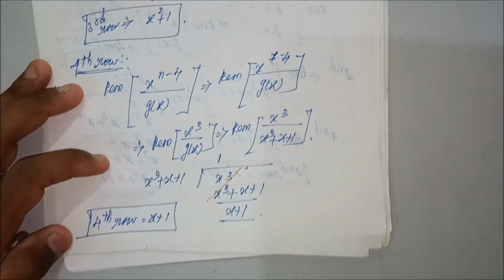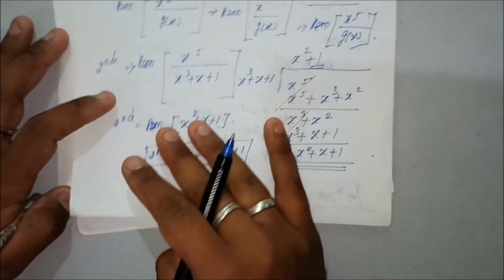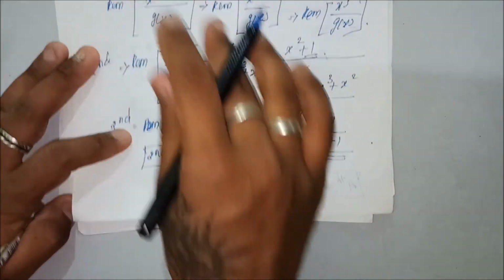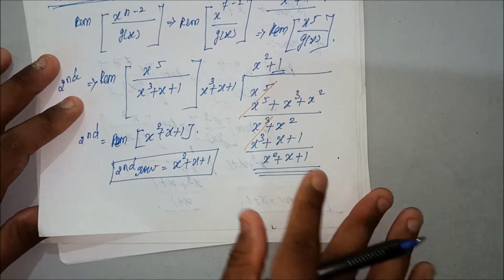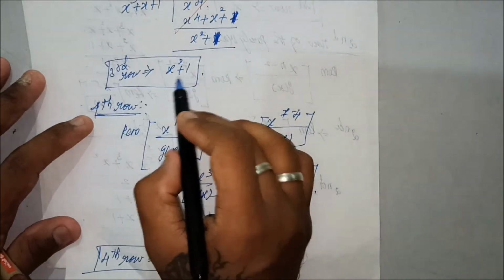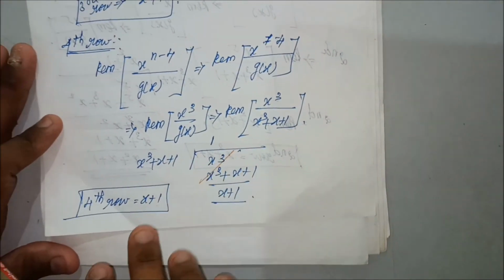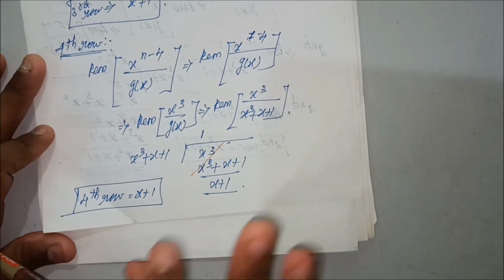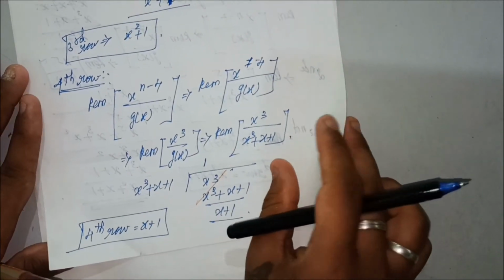Now we have found the value for the first row as x square plus 1, the second row as x square plus x plus 1, the third row as x square plus 1, and the fourth row as x plus 1. Now I am going to write this in the form of a matrix. Let's check how to write this particular equation in the form of a matrix.